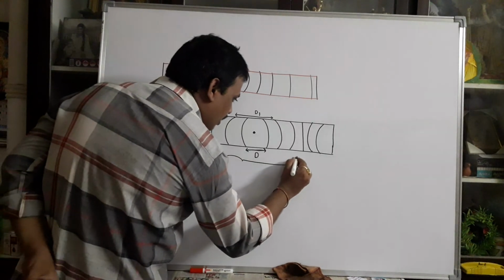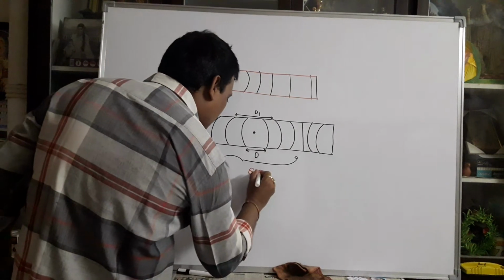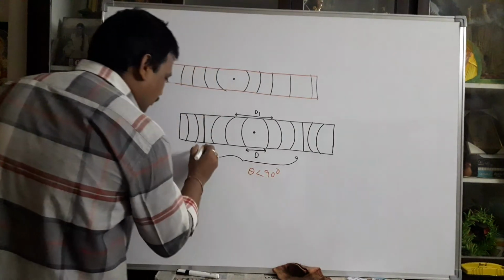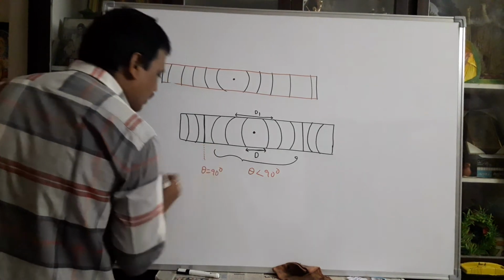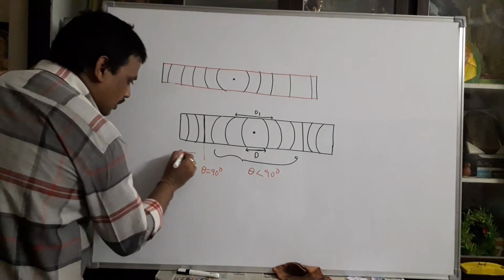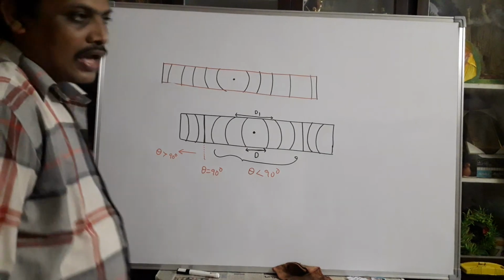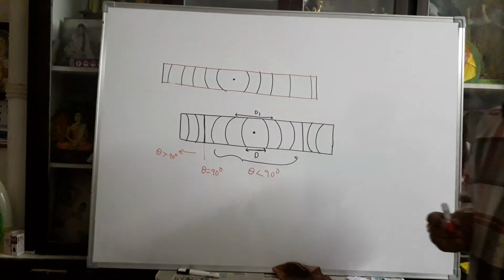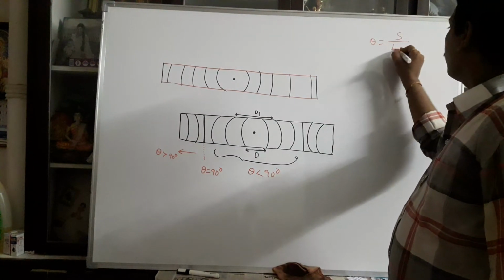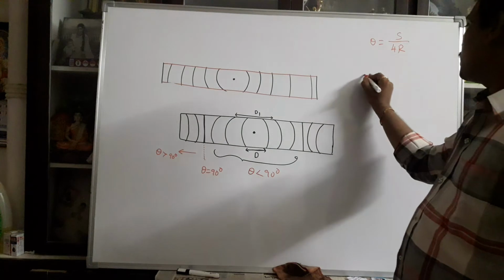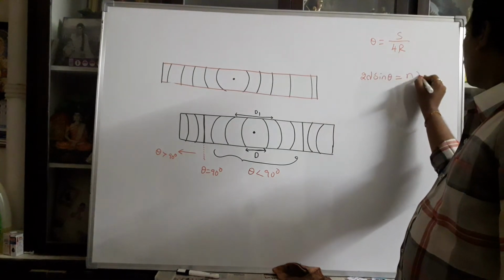Here the angle of rotation theta must be less than 90 degrees. Where the straight line exists, theta must be equal to 90 degrees. The converging path occurs at theta greater than 90 degrees. On the calculation of theta, theta is equal to arc length by 4r. So Bragg's relation is 2d sin theta equals n lambda.